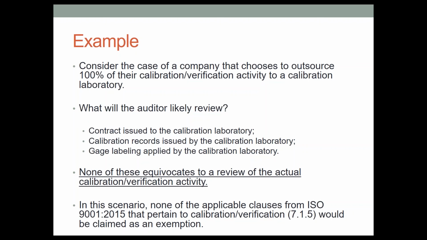In that scenario, none of the applicable clauses from ISO 9001:2015 that pertain to calibration, all of them from section 7.1.5, would be claimed as an exemption. We would include all of them, and we would audit the activities of the subcontractor.